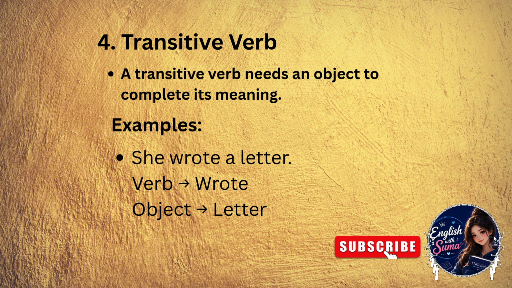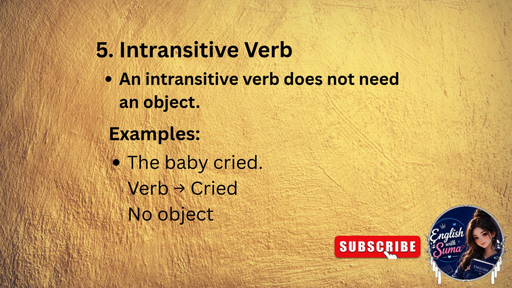A transitive verb always has a direct object that receives the action. In the sentence, she wrote a letter, the verb is wrote, and the object is letter. Without the object, the meaning is incomplete. An intransitive verb expresses a complete action without needing an object. In the sentence, the baby cried, the verb, cried, gives a complete meaning by itself, so no object is needed.